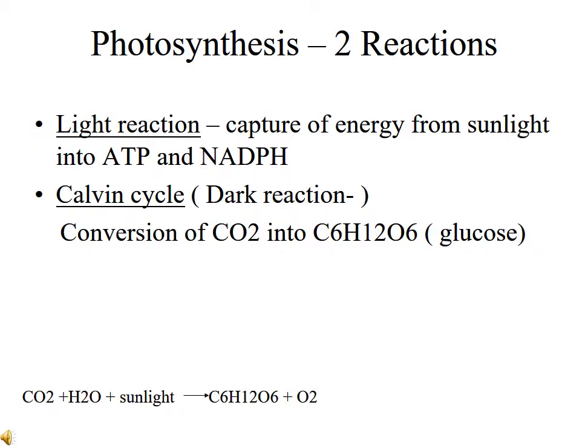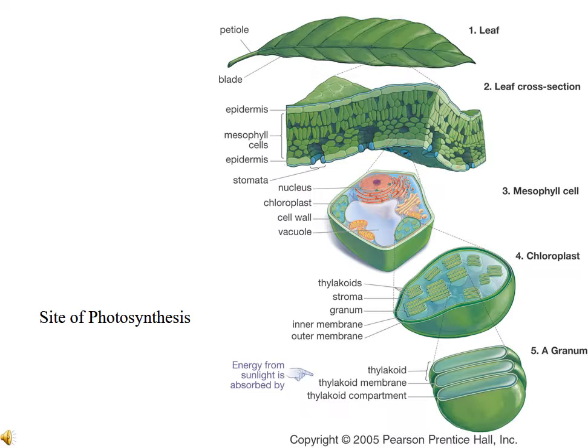Now, in the Calvin cycle, which is the dark reaction, this energy that we have captured into ATP and all these electrons that we have is used to convert carbon dioxide, which is present in the atmosphere, into sugar, glucose. How and where does all this take place?